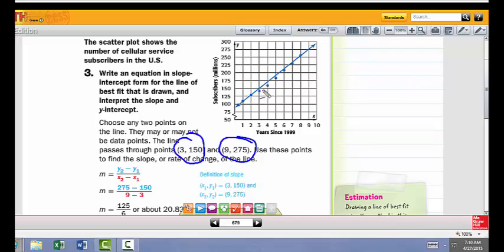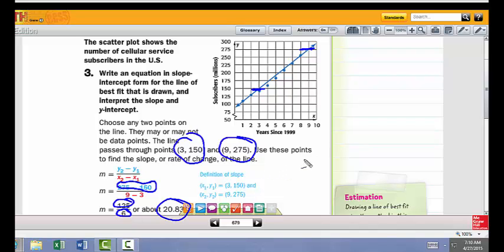We can read both directions. We can see that we're exactly at 3 and that we're exactly at 150 here. And then at 9, we can see we're exactly at 9 and exactly at 275. So it makes it easy. We have 9 minus 3, of course, is going to give us our denominator of 6, and then 275 minus 150 is going to give us our numerator of 125, and that comes out to be about 20.83.